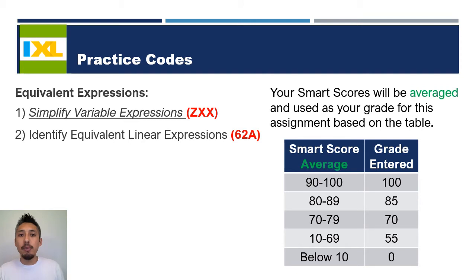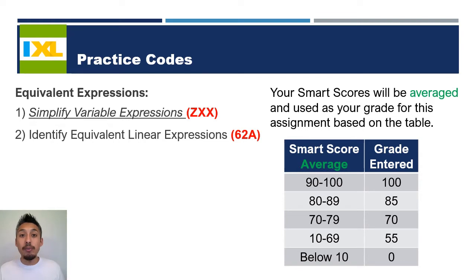Here are the IXL practice codes that you will be completing at the end of the lesson today. This video is going to be focusing on that first practice code, ZXX. The next video, which is still part of the same lesson, is going to focus on that second practice code.